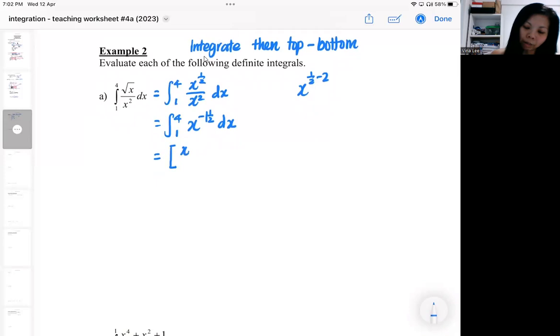I'm going to add a power, divide by the new power. Remember, I don't have to put in the C, because later on eventually it will cancel out. So I'm going to integrate without the C, and after that I'm going to simplify first.